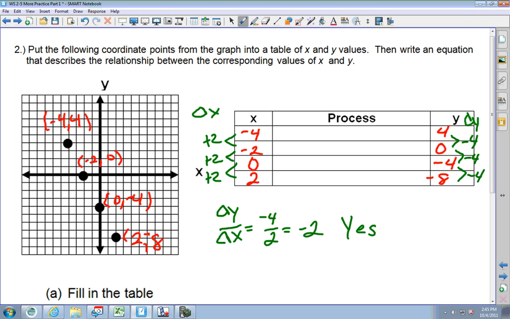So yes, it is linear. And how do we know? Because delta y over delta x is the same. So I'm going to put negative 2 all the way down here. And then I'm going to put my x numbers: negative 4, negative 2, 0, and 2. You can choose any one of these to multiply. I always choose the 0 because it's easier. Negative 2 times 0 is 0. What do you need to do to 0 to get to negative 4? Well, you need to subtract 4. So that should be my constant all the way down.